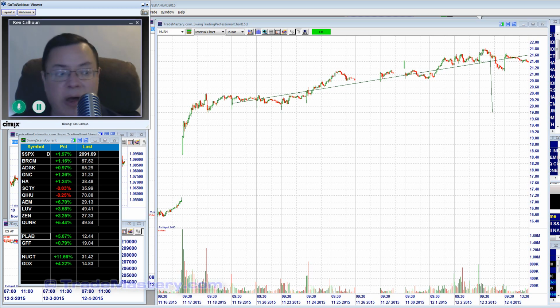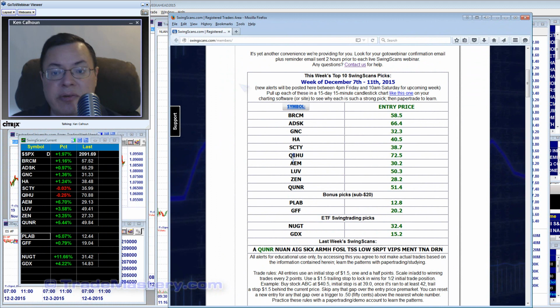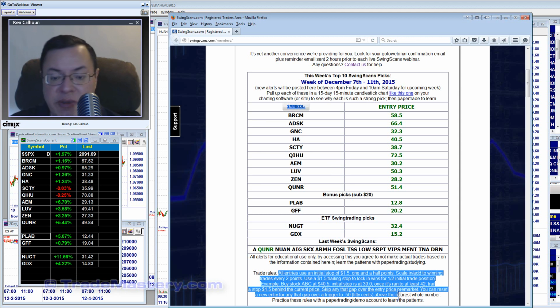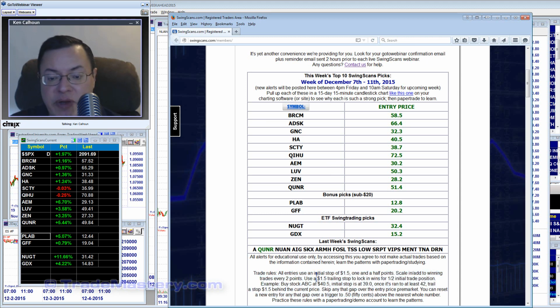A question from Paul, can I show the targets again? Sure thing. Or the entry triggers, I'm assuming you're saying. They're here in the members area, so just log in and you can see them. Those are the entry trigger points for all of the picks for next week. And by the way, as I mentioned, all entries use an initial stop of $1.50, 2 points at the most. Use a $1.50 trailing stop. And you can also add to any winners at, say, every 2 points up.